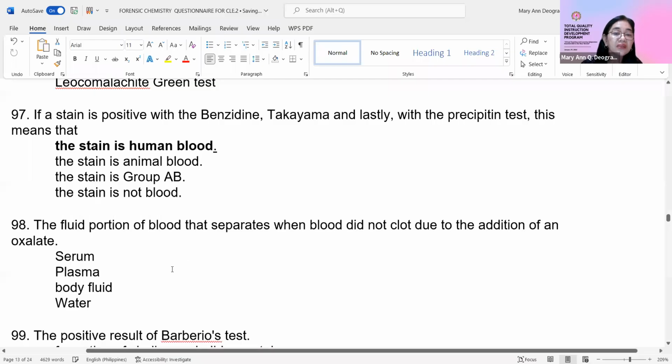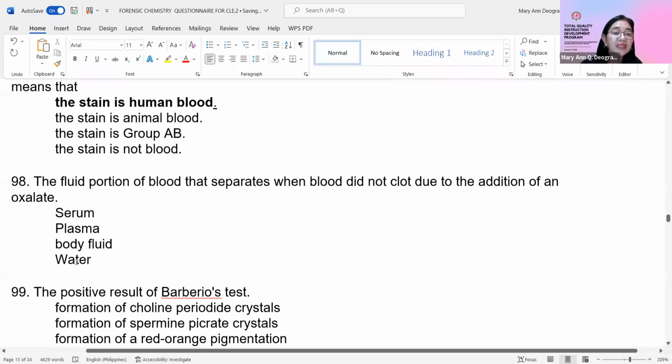Na iba na tanong. If this is the did not clot, so plasma. Kaparehas ng tanong, na reward lang. Tanong kanina.